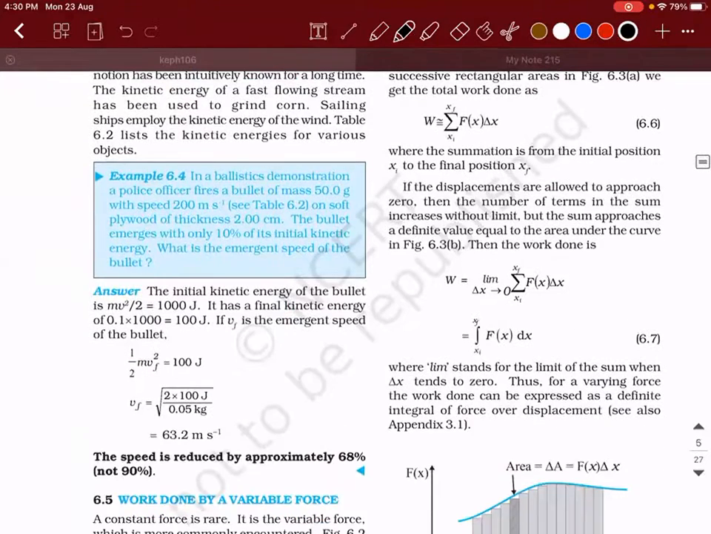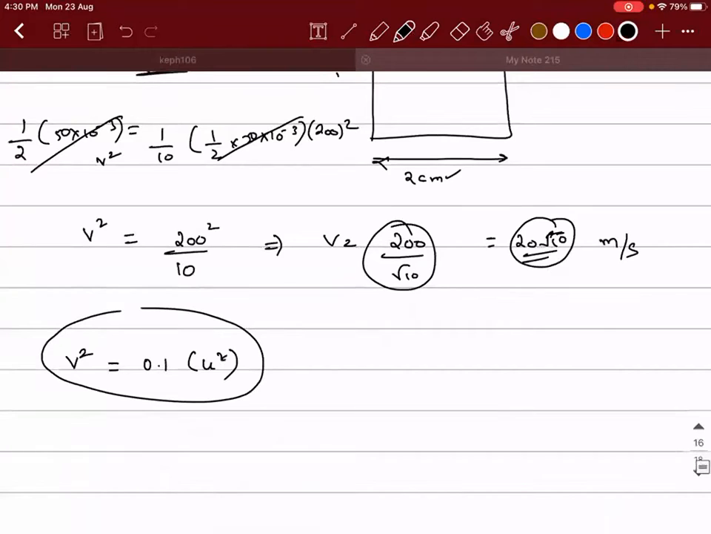Sir, here they have mentioned that speed is reduced by approximately 68%, sir. So what does it denote, sir? This one? Approximately 68. Okay. What do they mean is what you're asking. Yes, sir. So the final velocity is 68.32.